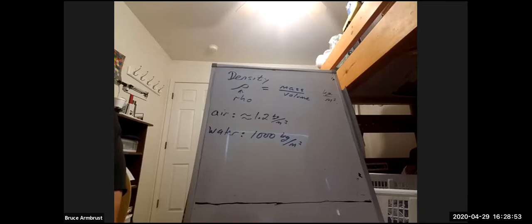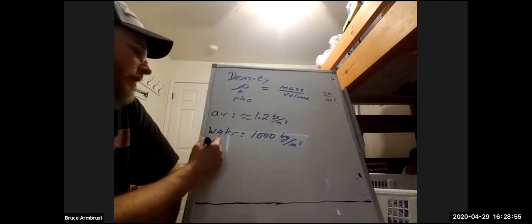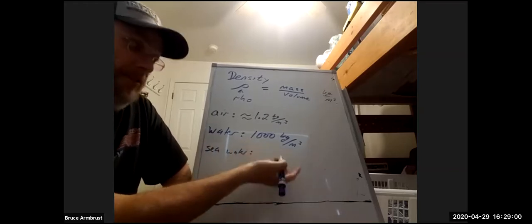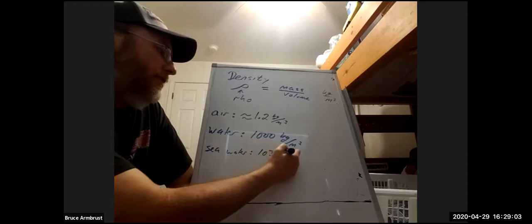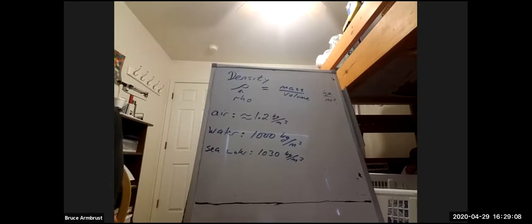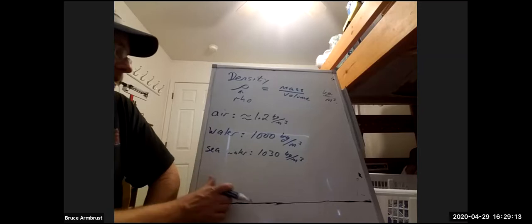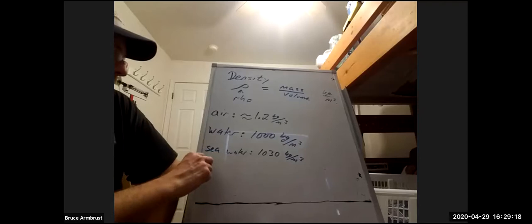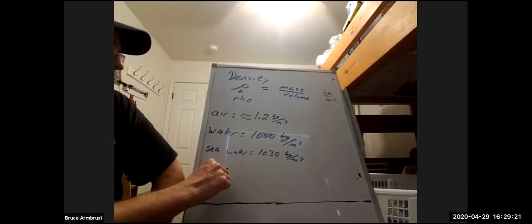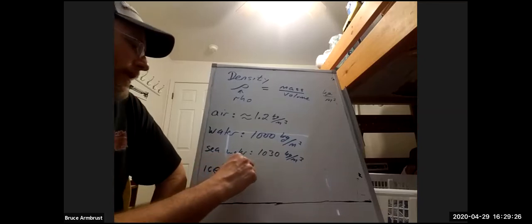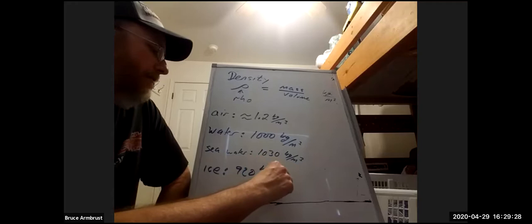All right, so then other things, like if you go to salt water, seawater, ocean water, it varies a lot depending on where you are, but it's usually on the order of 1,030. So it's a little bit more dense, a little bit heavier, for the same equivalent amount. There are some solids that are even less dense than water. A great example is ice. Ice is about 920 kilograms per cubic meter.